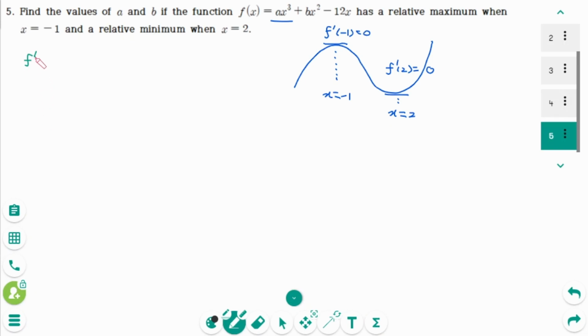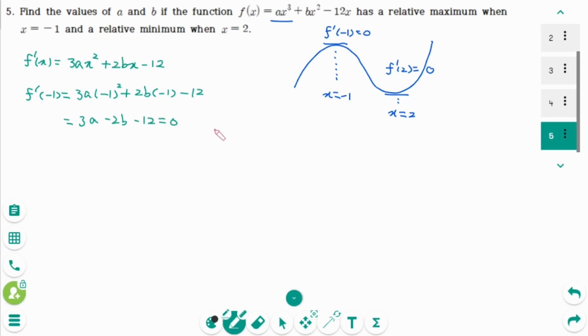Then f prime of x equals 3ax squared plus 2bx minus 12. Then f prime of minus 1 equals 3a times minus 1 squared plus 2b times minus 1 minus 12. 3a minus 2b minus 12, which is 0. Then we can rewrite as 3a minus 2b equals 12.